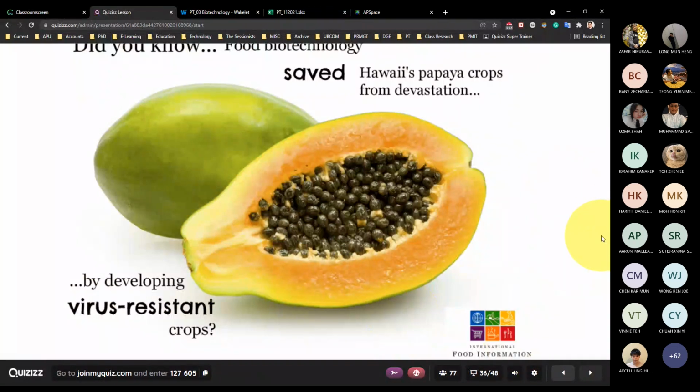Sorry, I think this picture was supposed to appear earlier under agricultural biotechnology, under green. This is definitely one of the stories that have been shared for many years: based on biotech, Hawaii's papaya crops were actually saved. Otherwise, they were going to go extinct because of a certain disease that hit the papayas there. Because of biotech, they were able to develop a virus-resistant crop, and therefore this fruit was able to survive.